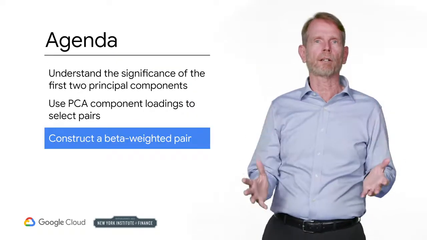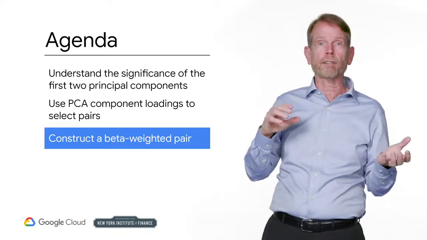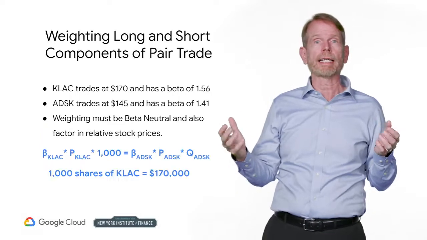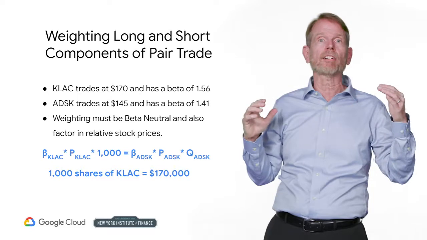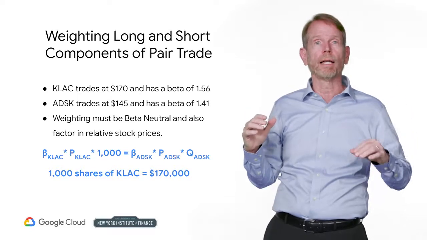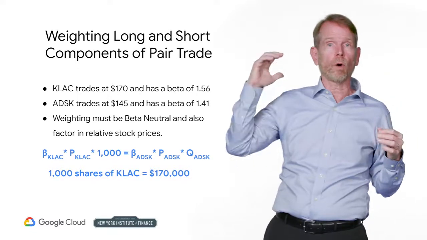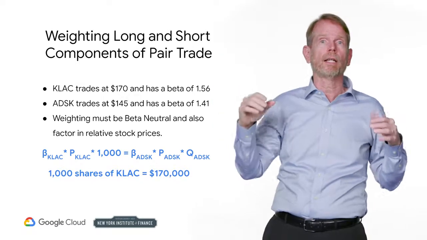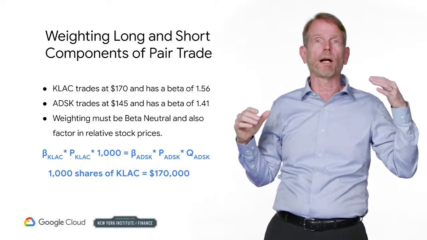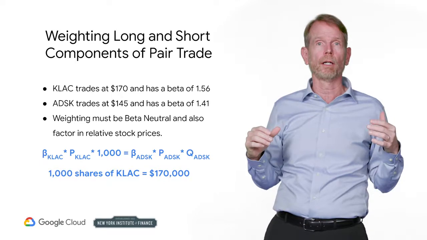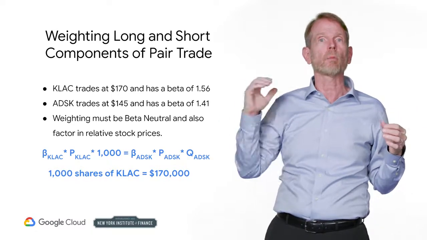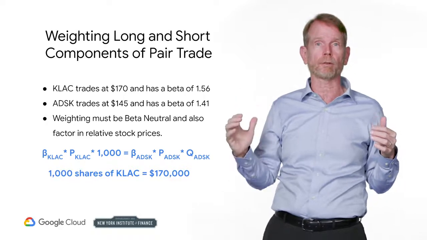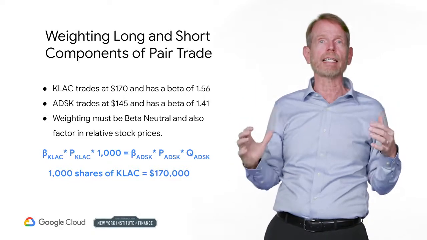Now let's set up a pairs trade. You can use KLAC and ADSK. KLAC has a beta of 1.56. ADSK has a beta of 1.41. KLAC trades around $170 per share. ADSK trades around $145 per share. Suppose you purchase 1,000 shares of KLAC. This has a market value of $170,000. How many shares of ADSK do you need?